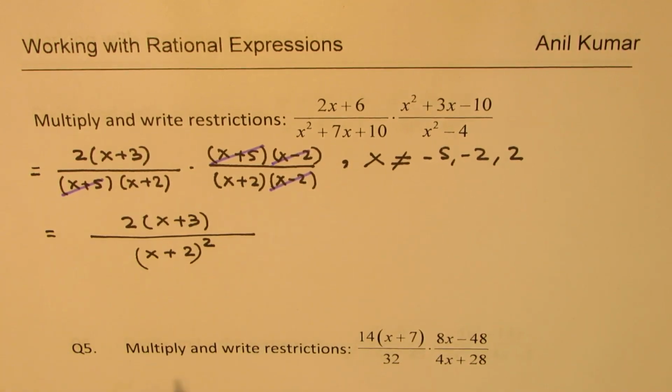Now based on this, we have a question for you. You need to multiply and write restrictions for something like this, right? So we have numbers here also. So you could simplify this by cancelling out the common factors, correct? So I hope that is clear. Let's move on and see division of rational expressions.